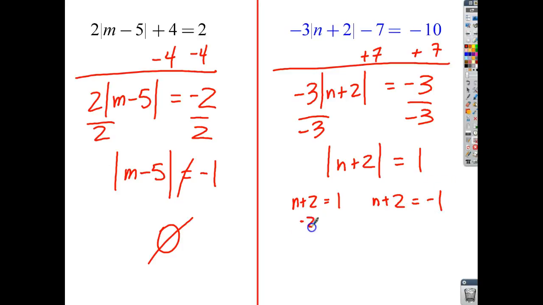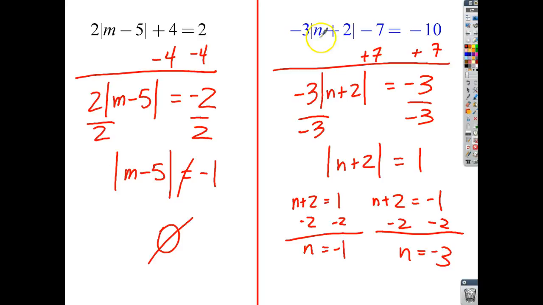So then I'm going to subtract 2 from both sides, and I get n is equal to negative 1, or I'm going to subtract 2 here, subtract 2 there, and get n is equal to negative 3. So negative 1 or negative 3 will make this distance 1.